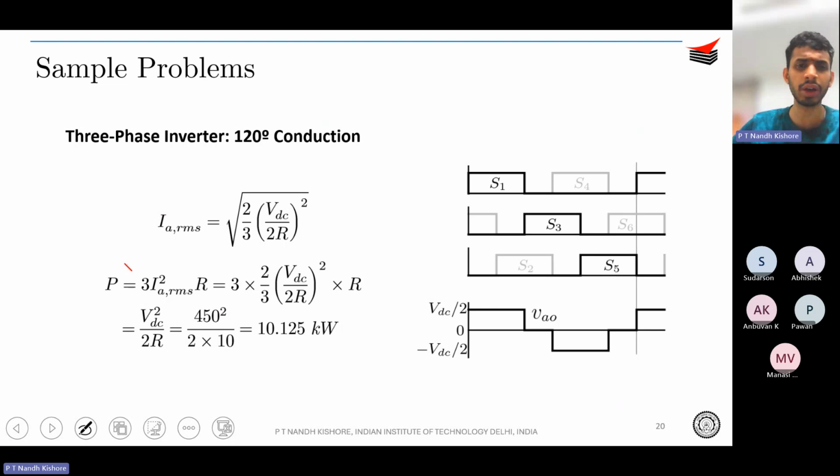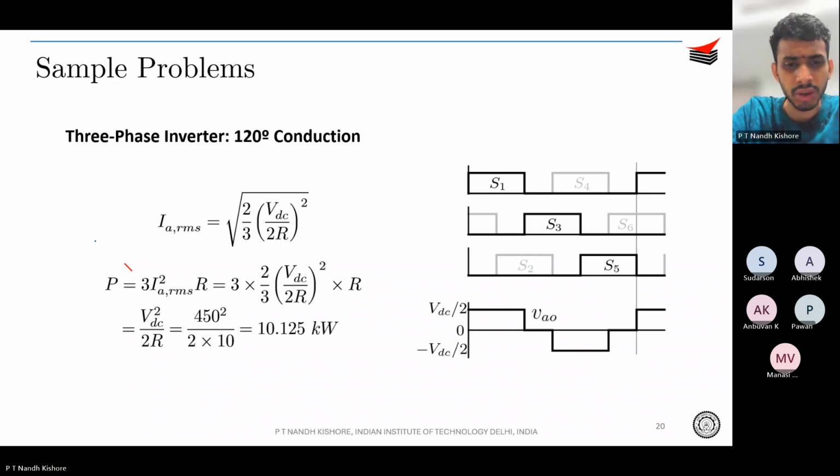Okay, or you can also use the current. Because it's a quasi square wave and it's also a purely resistive load, the current profile will exactly follow this profile, right? So IA will be exactly something like this. For the same thing, just find out the RMS value, and that's what has been done over here. I found the RMS and applied 3 I square R, and you get the same answer.